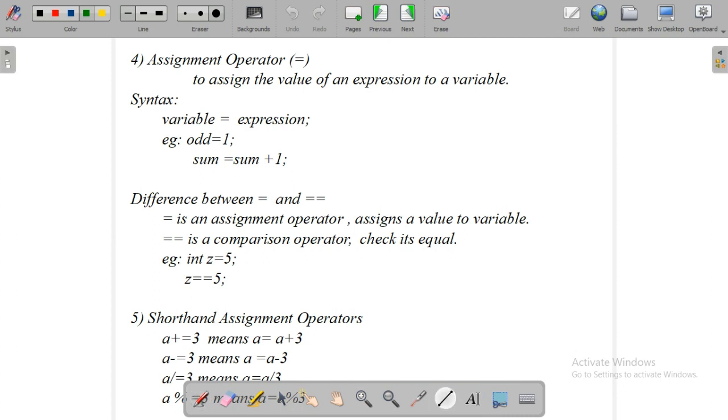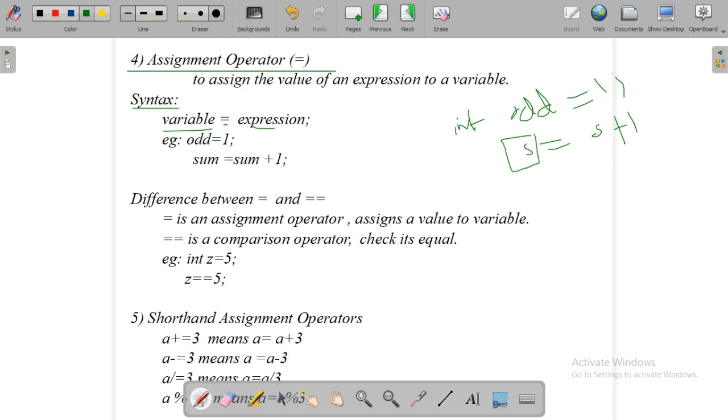So the next operator is the assignment operator. Assignment is a single equal to, and it is used to assign the value of an expression to a variable. As syntax for the assignment operator: variable equal to value. That means if you are declaring a variable as integer, int odd equal to 1, this is an assignment operator. That means we are assigning a value to the particular variable. Or we can give another example like s equal to s plus 1. Again, to the variable s we are assigning the value s plus 1 as an expression. So this is known as the assignment operator.